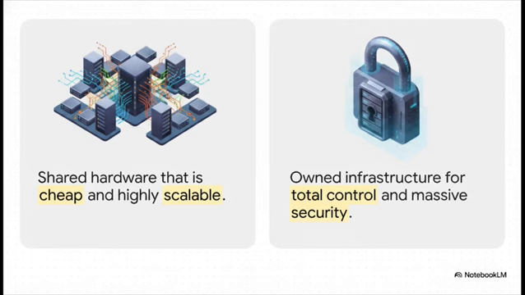Let's break those down. In a public cloud, so think of major players here like AWS, Google Cloud, or Microsoft Azure, you're entering what we call a multi-tenant environment. You're securely sharing massive underlying hardware infrastructure with other companies. Because the provider benefits from massive economies of scale, it's highly cost-effective and basically infinitely scalable on demand. You pay exactly for what you use. It effectively turns computing into a utility, kind of like your electricity bill.